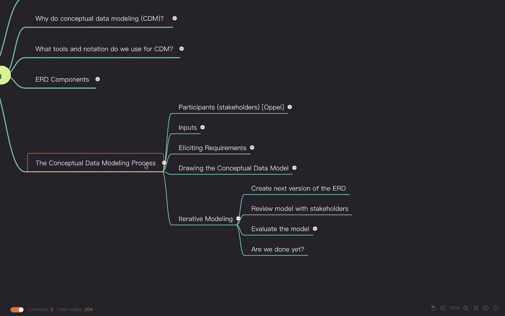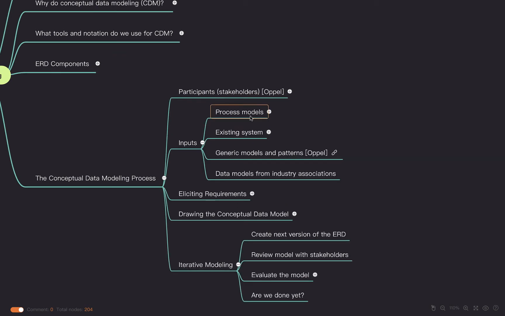First of all, you have to make sure that you have identified the stakeholders and you get the right people involved in the process. Second, you want to consider all the inputs, in particular things like process models for the system that you're developing, look at the existing system, and Andy Apple talks about generic models and patterns.